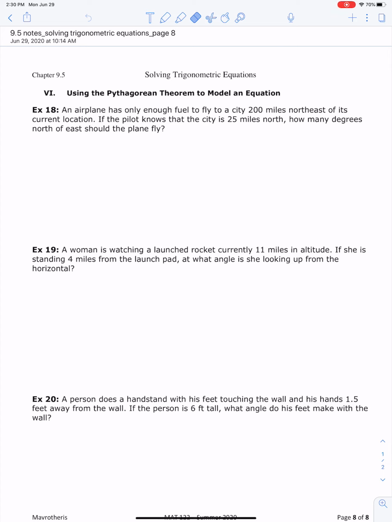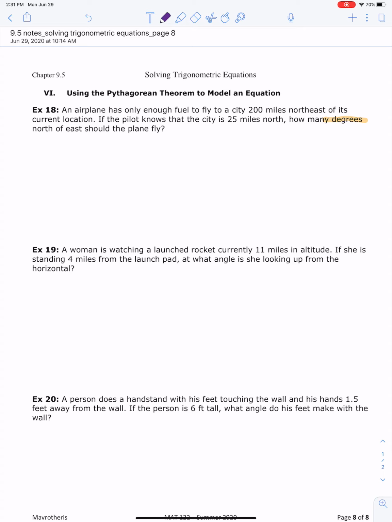Okay, these are the 9.5 notes, solving trigonometric equations, page 8. Pretty straightforward here. Last page is not going to take us a ton of time. There is one thing I want to point out. These problems are asking for answers in terms of degrees. So make sure your calculator is set to degrees as you move forward in these.